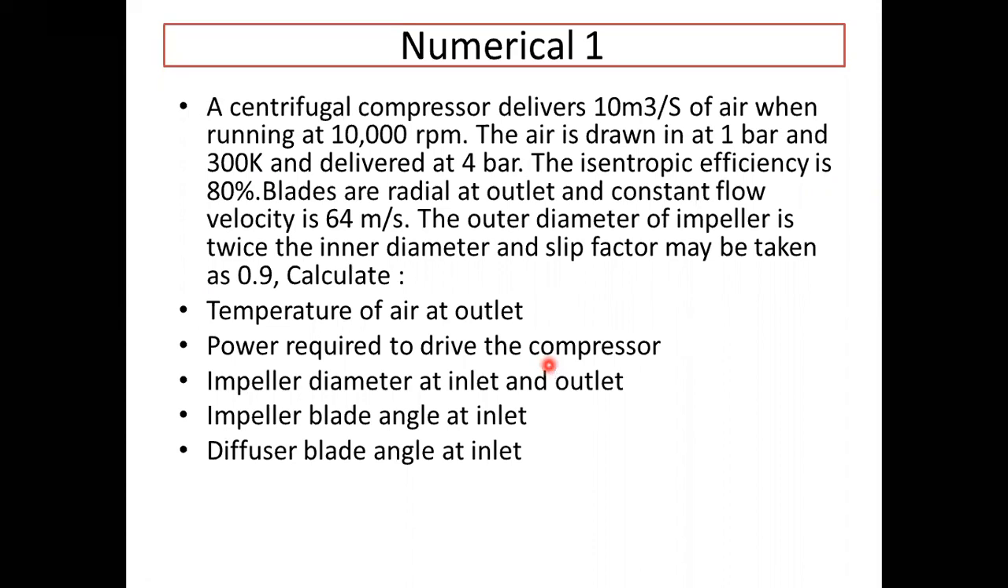A centrifugal compressor delivers 10 meter cube per second of air when running at 10,000 rpm. The air is drawn in at 1 bar and 300 Kelvin and delivered at 4 bar. The isentropic efficiency is 80%. Blades are radial outlet and constant flow velocity is 64 meter per second, means Vf1 is equal to Vf2. And blades are radial outlet means what? Phi is equal to 90 degree.